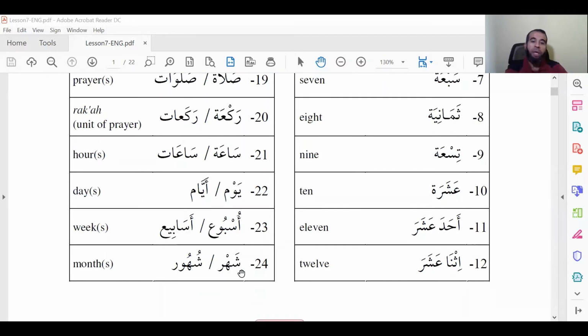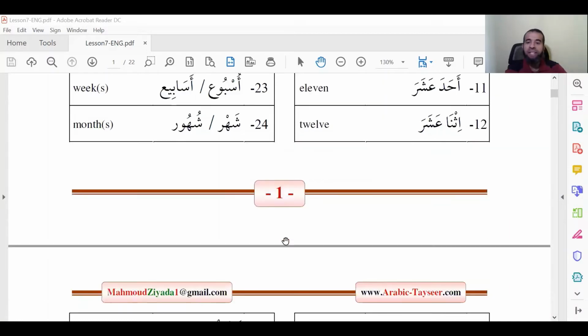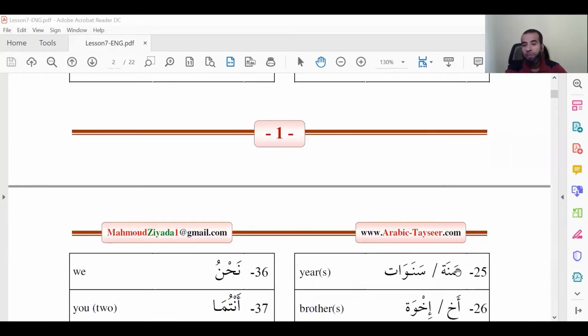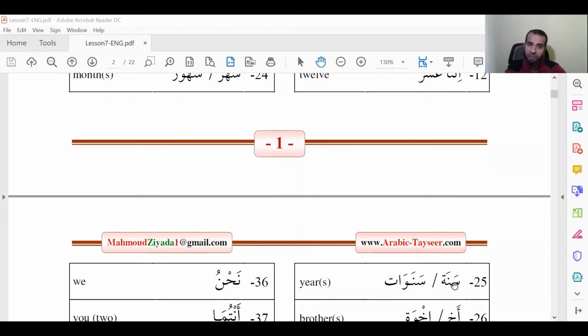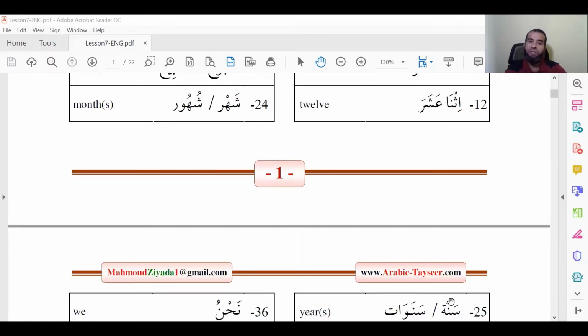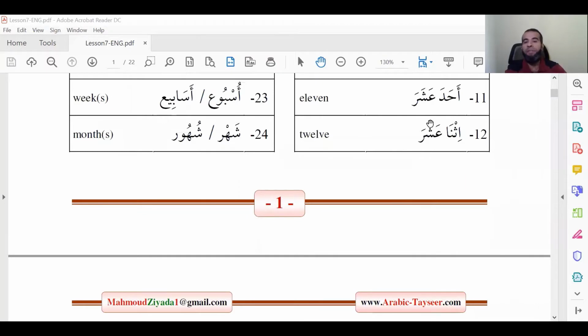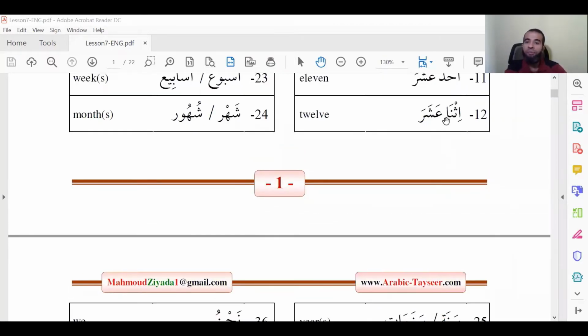طيب. شهر is month and year is سنة. So I can ask you, how many months are in the year? But we use singular. كم شهرا؟ كم شهرا في السنة in the year? So you can answer saying في السنة 12 months. 12. في السنة in the year 12 months.